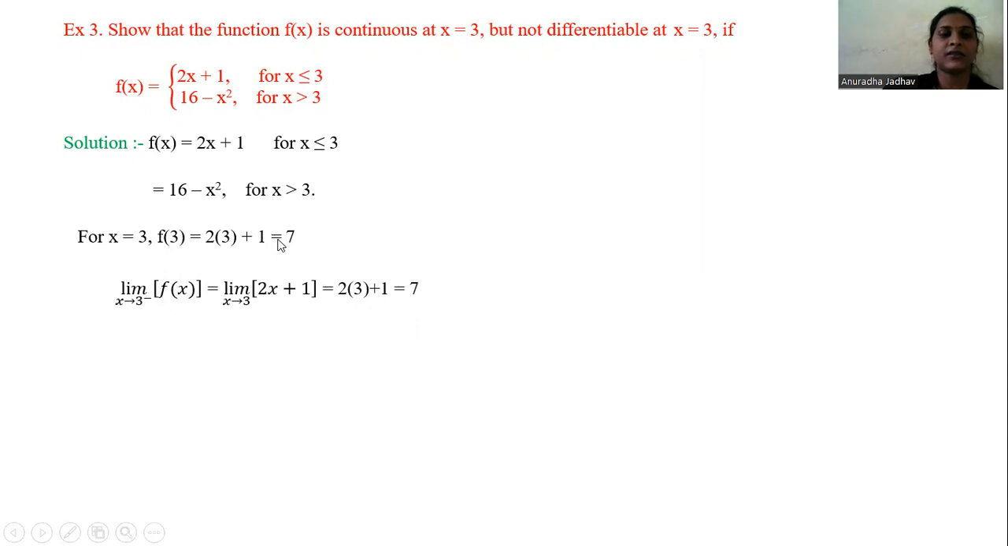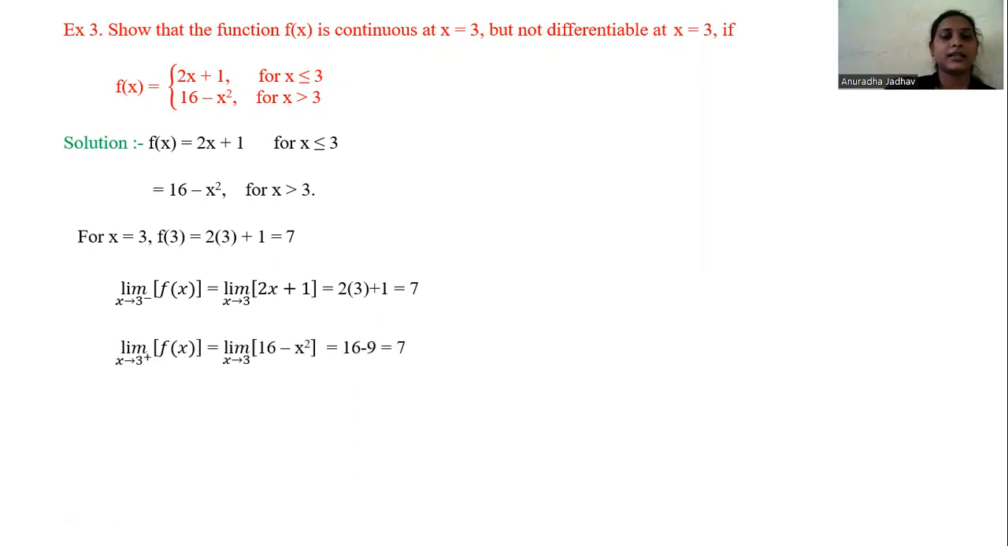Firstly, find the left hand side limit. Limit as x tends to 3 minus f of x is equal to limit as x tends to 3. Here use the function 2x plus 1, because we find the value of the left hand side limit, that is, x takes values less than 3, and for x less than 3 it is given that the function is 2x plus 1. Then apply the limit as x tends to 3. 2 into 3 plus 1 is equal to 7.